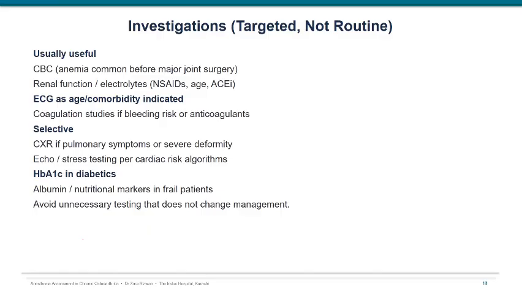Selectively, we can go for a chest X-ray if there are pulmonary symptoms, or spine or cervical spine deformity. We can go for echo or stress testing according to cardiac risk algorithms. HbA1c in the diabetic population can be done. Albumin and nutritional markers in these patients, because most of them are geriatric. And we need to avoid unnecessary testing that does not change management or the perioperative plan.